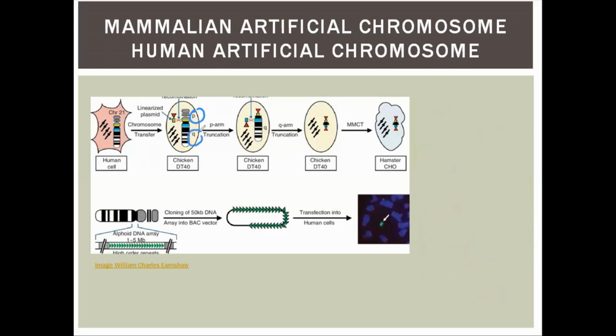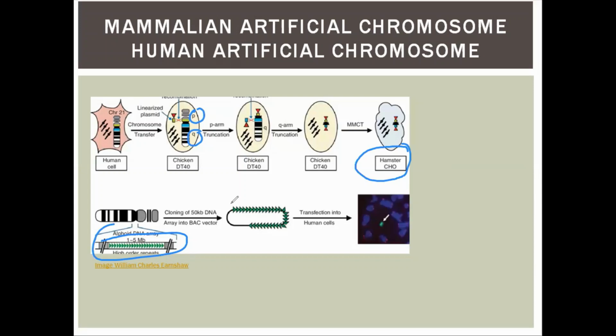Always remember the chromosome has two arms, the P arm and the Q arm. First you have a transcription in the P arm and then in the Q arm. After this, it is transferred to hamster cells. Always remember telomeres are repeated units, and they also have selectable markers in the human and mammalian artificial chromosomes. These units are cloned or inserted into a BAC vector.